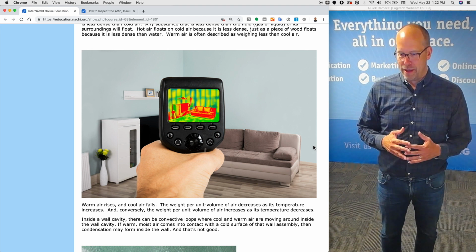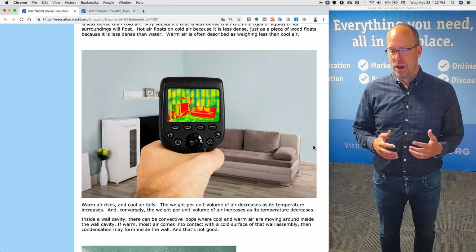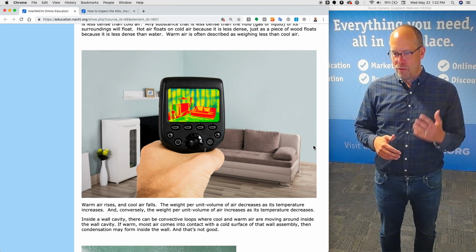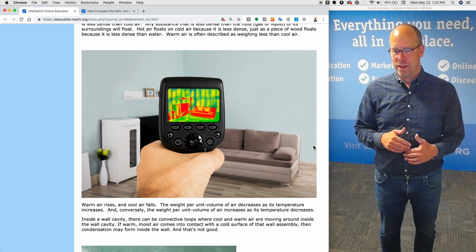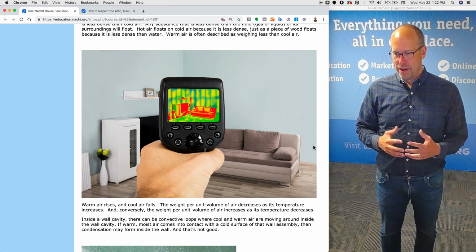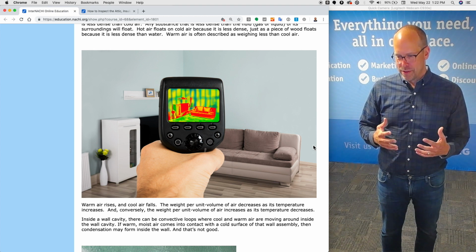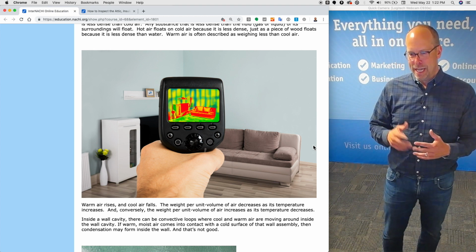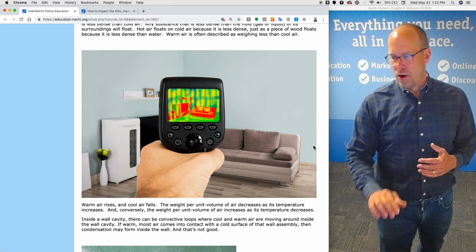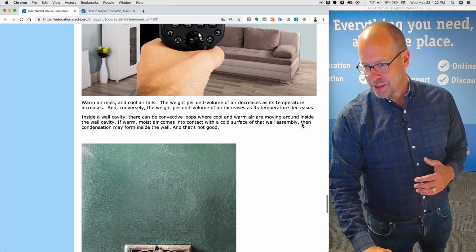Now, inside a wall cavity, there can be convective loops where cool and warm air are moving around inside the wall cavity. If warm, moist air comes in contact with a cold surface of that wall assembly, then condensation may form inside the wall, and we all know as home inspectors that's not good.